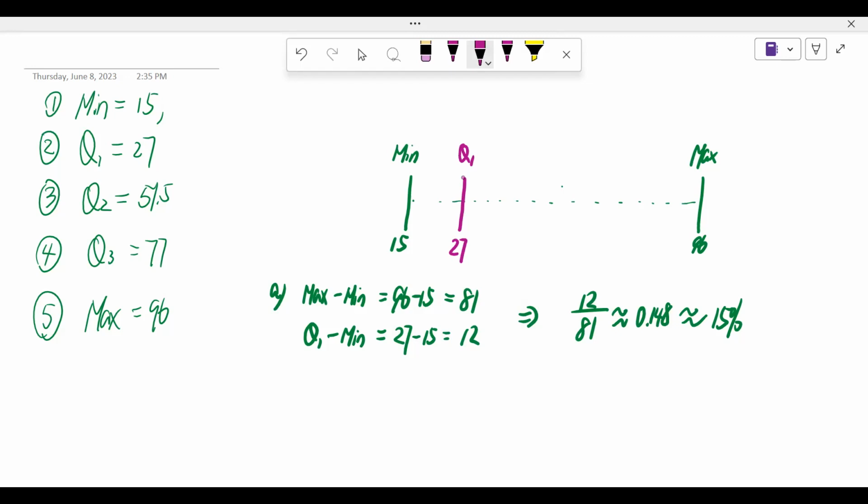So now let's look at the quartile 2, right? Median. Let's see where that is. So similarly, you do quartile 2 minus minimum. It's 51.5 minus 15, and this is 36.5. One more time, you're going to divide this number by 81. So 36.5 by 81. Let's see what that is. You guys can also put it into the Excel or the calculator. Get the answer here, 36.5 by 81. And that is about 45%, 0.45.